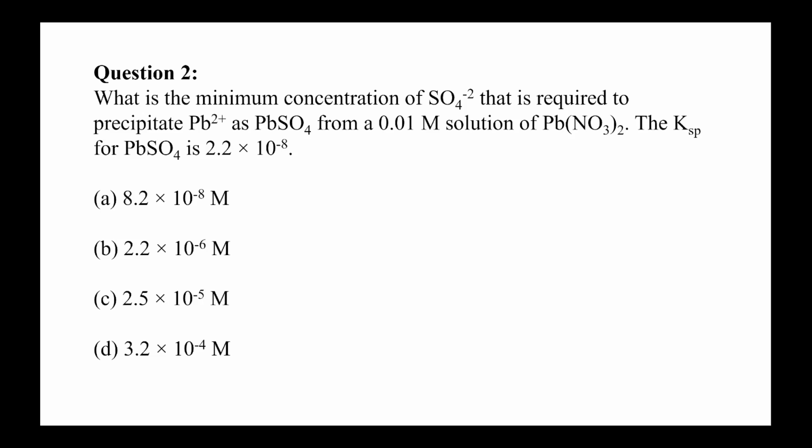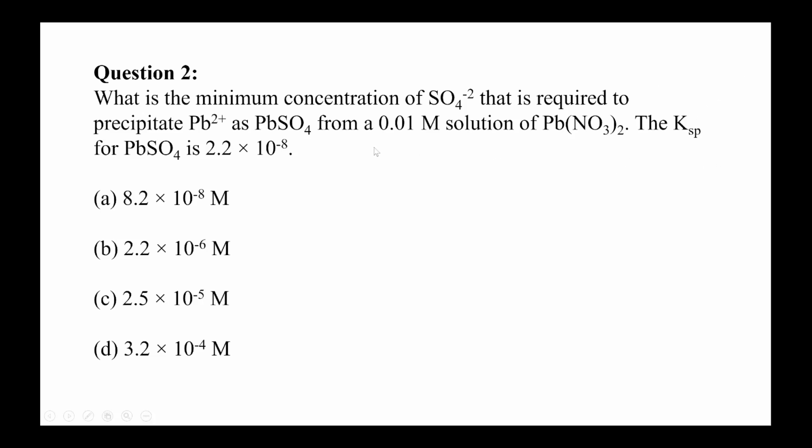Moving to the next question, question number 2. What is the minimum concentration of SO4 2 minus that is required to precipitate Pb2 plus as PbSO4 from 0.01 molar solution of Pb(NO3)2? The Ksp for PbSO4 is 2.2 into 10 raised to the power of minus 8. So now here we have the solubility product. Ksp is basically the solubility product.